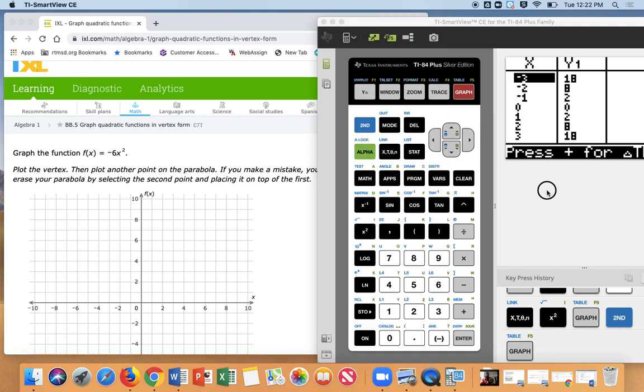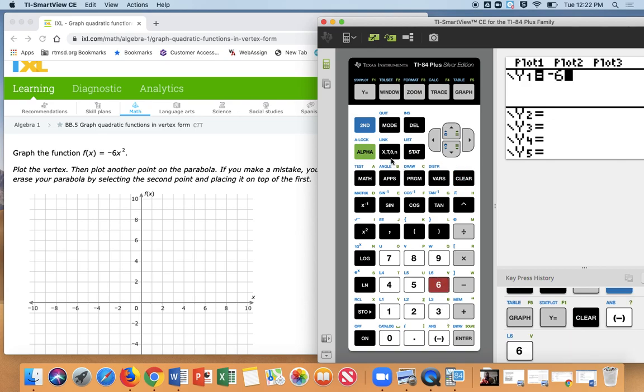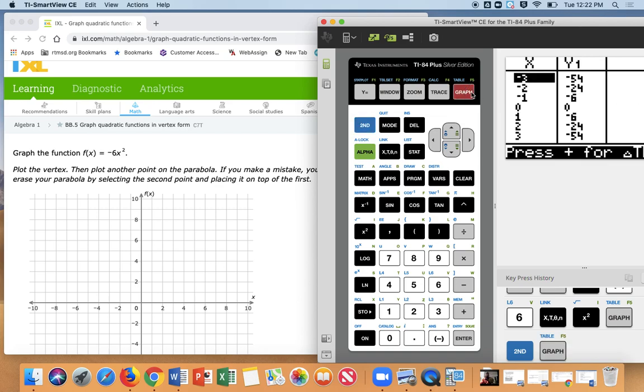So I have negative 6x squared, so I'm going to come back here. I'm going to clear out what I got and write in negative 6x squared. I'm going to look at my graph, see what it's supposed to look like. Notice it's opening down. So I'm going to go to my table. I'm going to pick a point in here. I like to pick my vertex.